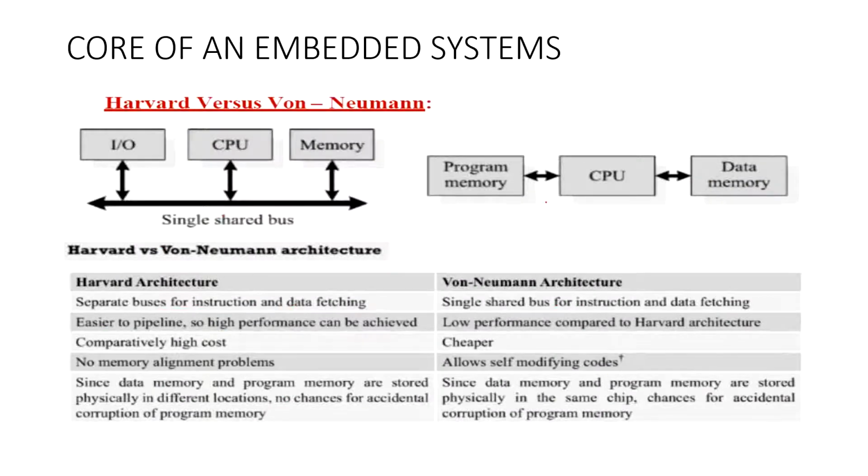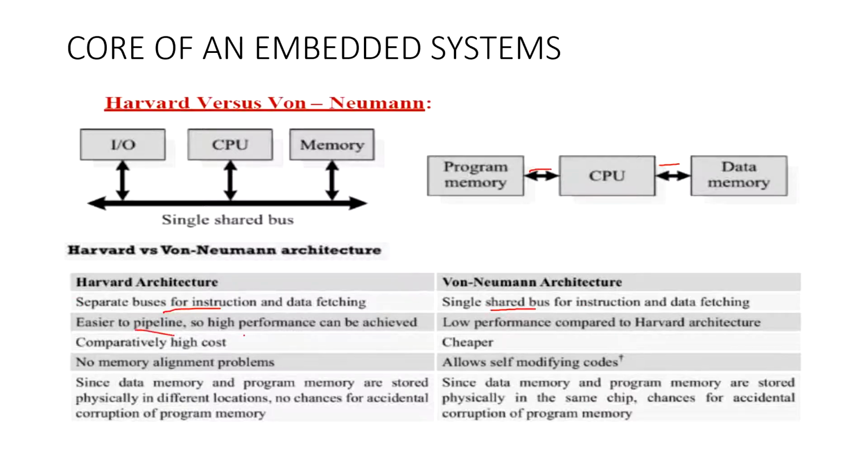Next we have Harvard versus von Neumann architecture. In a Harvard architecture, as you can see, there are separate buses for instruction and data fetching. Whereas in von Neumann architecture, there is a single bus for both instruction fetch and data fetch.